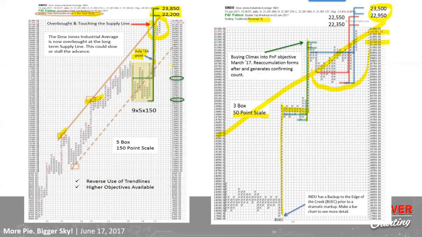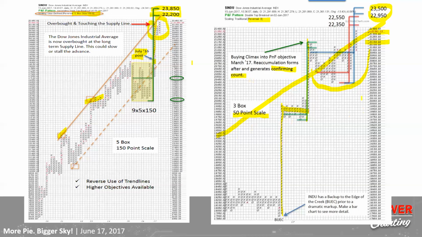Well, get this. Look at the confirmation structure here, where we had on the chart on the left 23,850, and now on a smaller reaccumulation point and figure count we have 23,500. Pretty darn close. That's a confirming count, and so that confirming count tells us that we should expect that when they approximately meet each other in terms of the extent of the move, that's a great timing tool for when these two reaccumulation structures should start to resolve into a new uptrend.